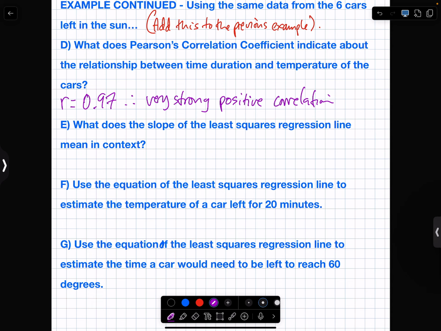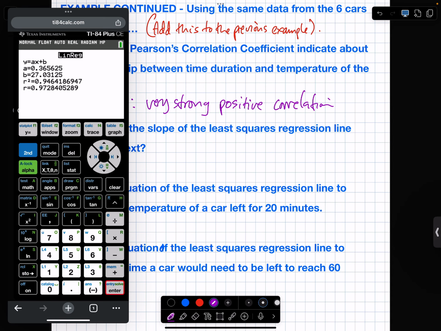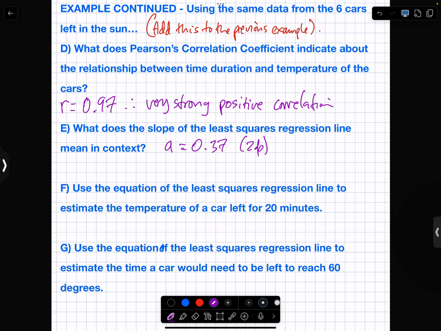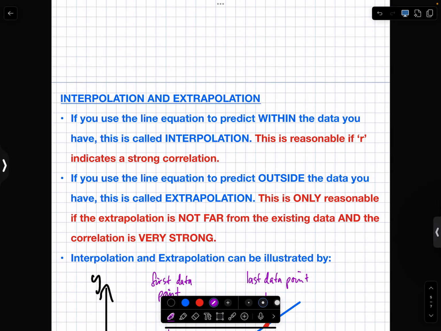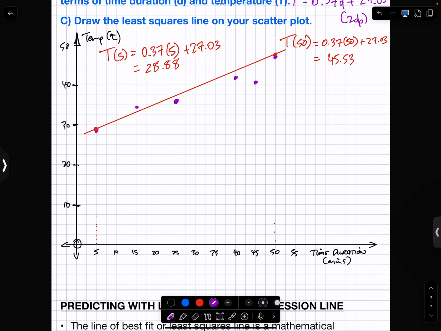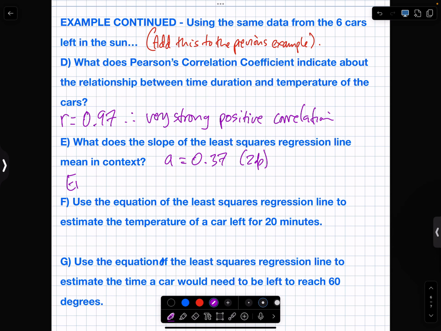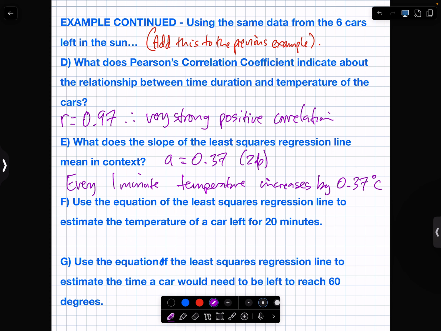What does the slope of the least squares regression line mean in context? Well, if I look at the slope, a is 0.37 to 2 decimal points. So in context, that's telling me every, what's the x-axis? The x-axis was in minutes. So that's telling me every 1 minute, temperature increases by 0.37 degrees. I think that's Celsius. That's how you interpret the slope. Whatever 1 unit of the x-axis is, the slope is how much it goes up by, or down by if it was negative.